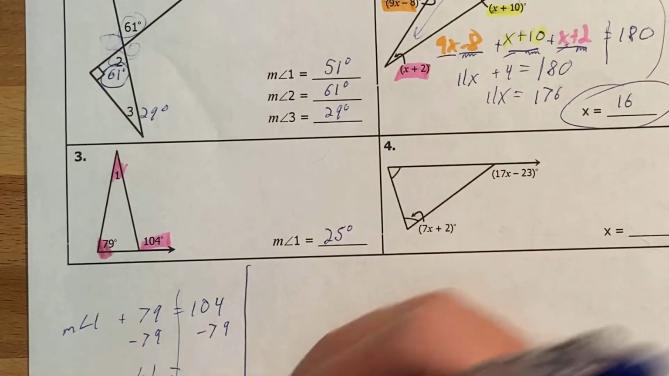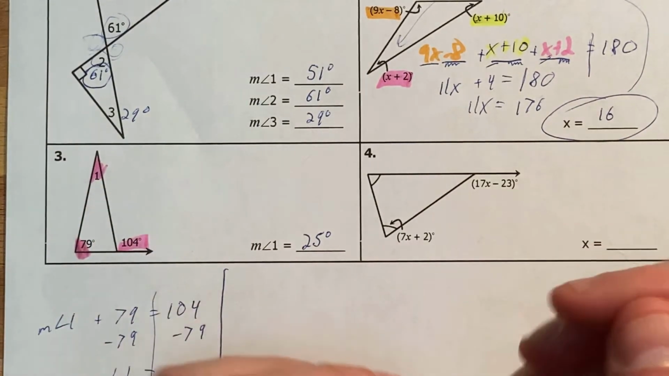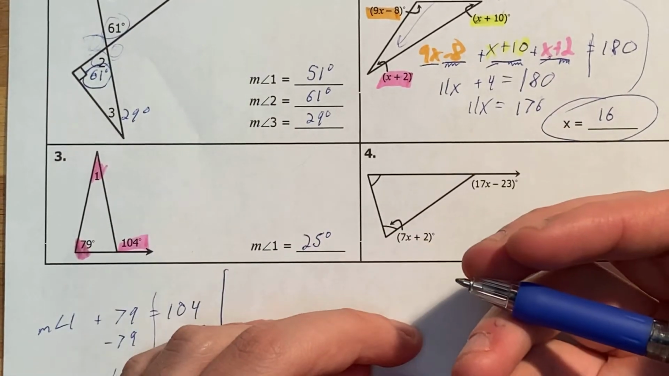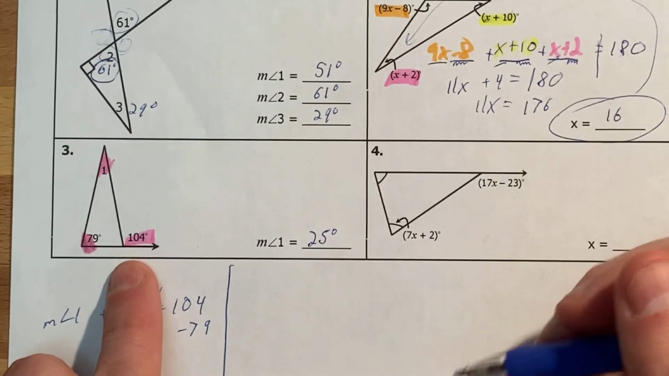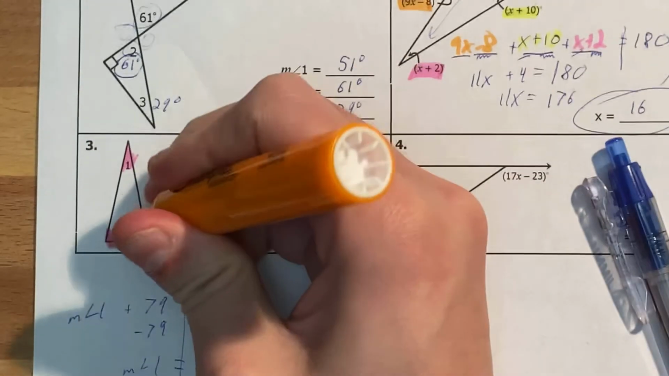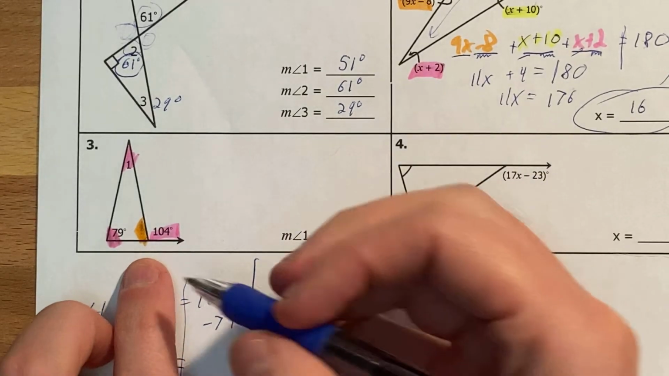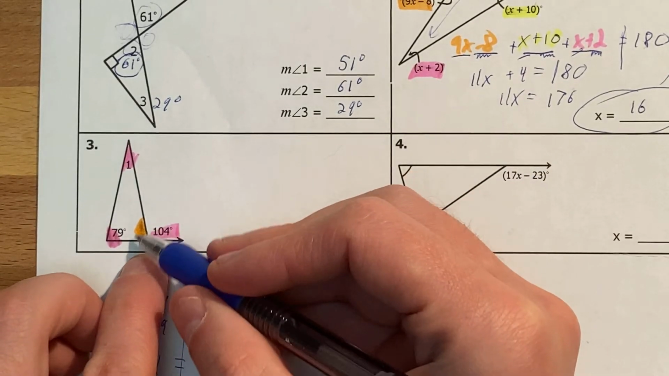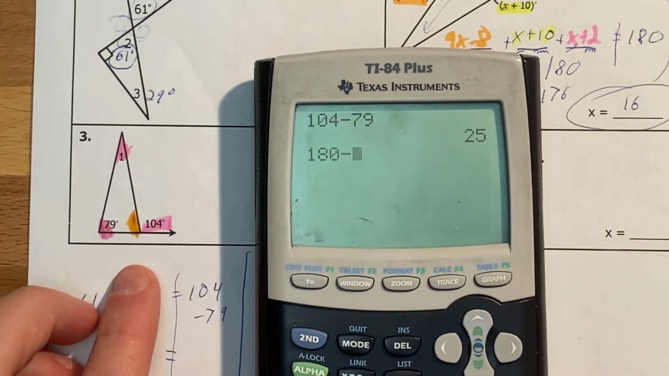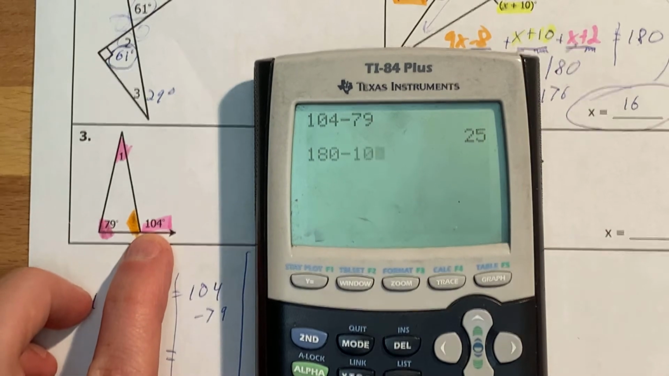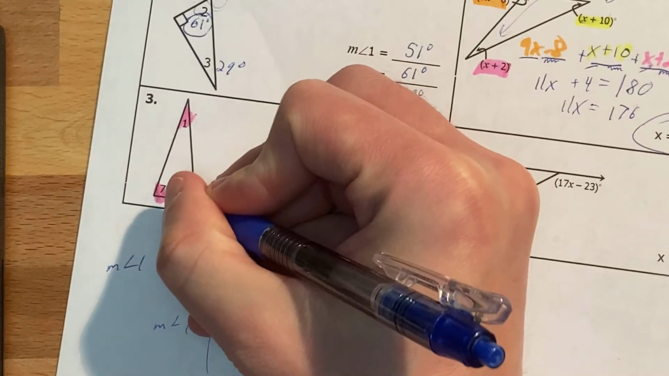Way number 2 is more roundabout, but if you forget about the exterior theorem, which is a legit thing, this is a lot to remember, so if you forget that those two add together, no big deal. What you can do is still just find this angle right here. Because they are a linear pair, 104 plus this has to equal 180. So you can say 180 minus this 104 is going to give you 76. So this has to be 76 degrees.